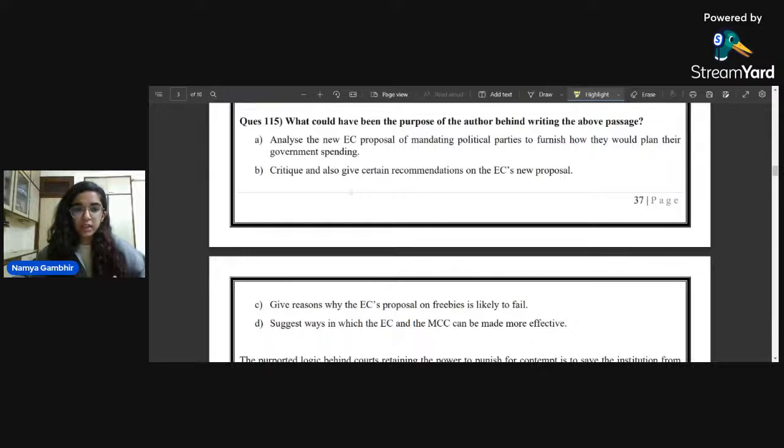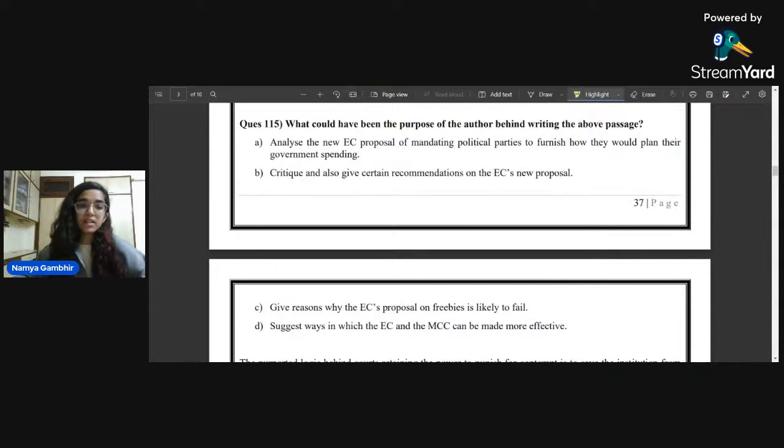If we go about that, then the first option says: analyze the new EC proposal of mandating political parties to furnish how they would plan their government spending. Seems like a good option, but let's read the others. The second says: critique and also give recommendations on the EC's new proposal. Now, these two are very close options. If you were in a hurry, you would have read the first option, it would have seemed correct, and you would have marked that.